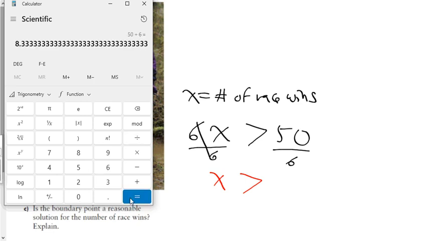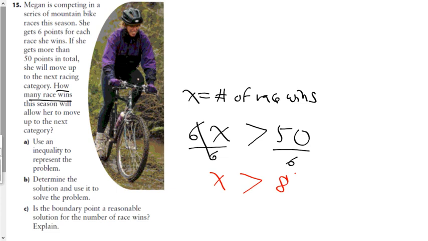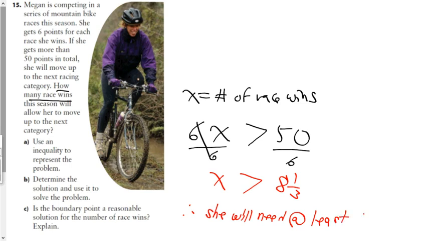If she gets 8 wins, will she have enough? No. So 8 1/3 wins, or 8.3 repeating, is how many wins she needs, which means how many wins does she really need? Therefore, she will need at least 9 wins to move up.